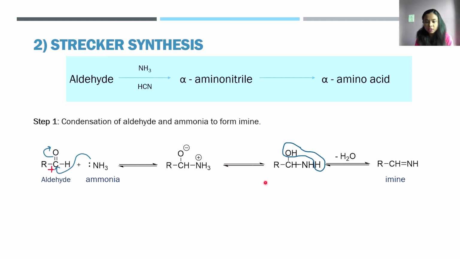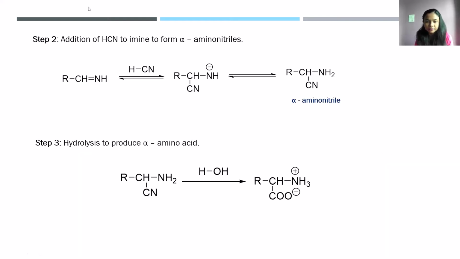Now from this intermediate, it will rearrange itself so that we can take out water, and that is how we'll get imine. In the second step, we are adding HCN to the formed imine to form an alpha aminonitrile. So let's see how it happens.